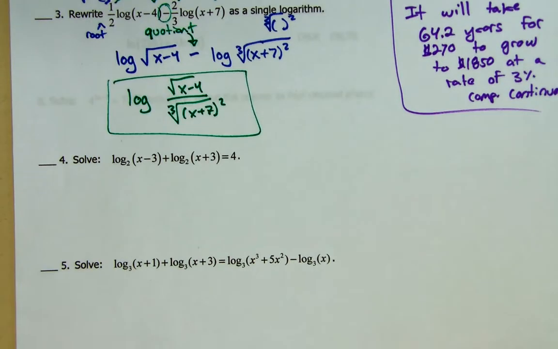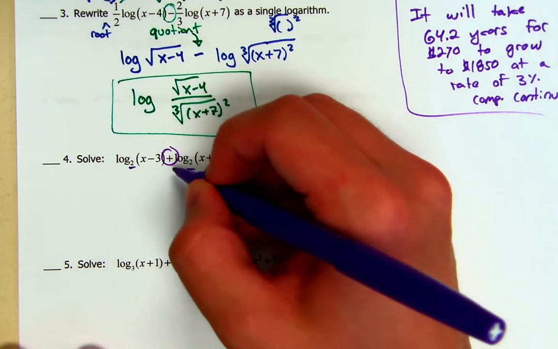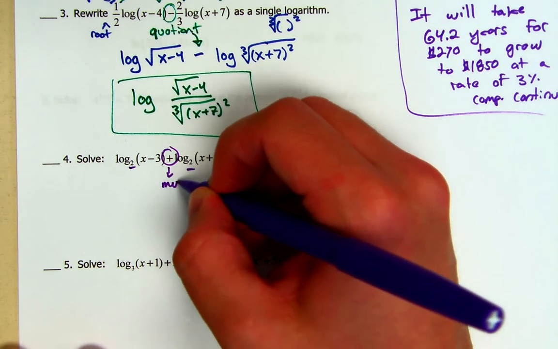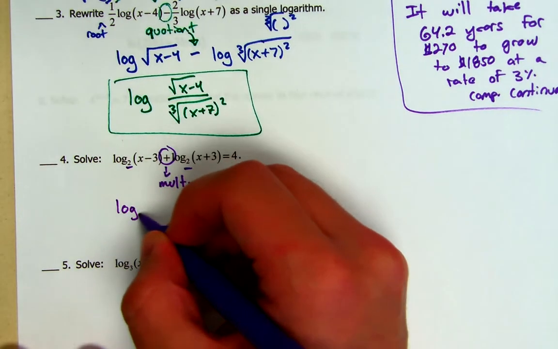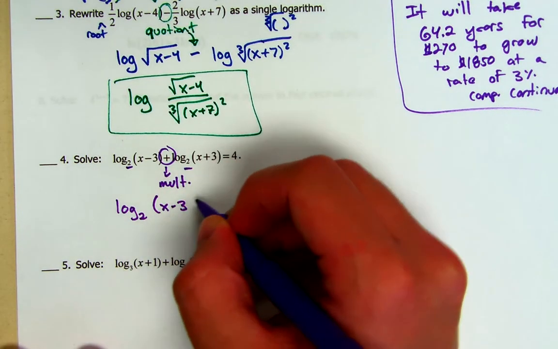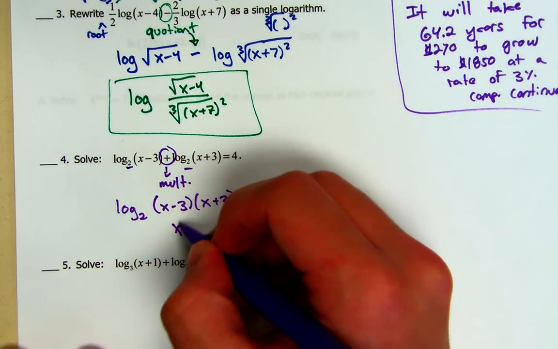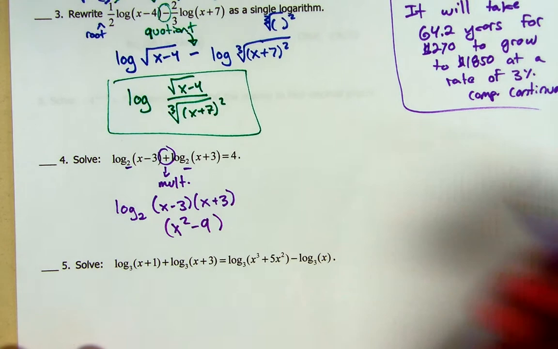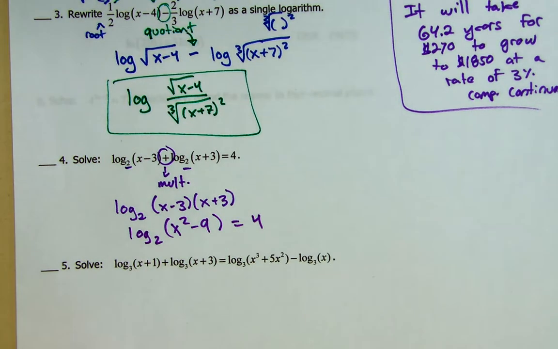Alright, moving on to some solving problems. Solve. Well, I have two logs on the same side. Are they the same base? They are. Addition, well, what does that mean? It means we need to multiply those logs. So I need to do log base 2 of x minus 3 times x plus 3. So that's going to give me x squared minus 9. Well, now I have log base 2 of 4. I've simplified everything, so now I feel like I'm stuck.